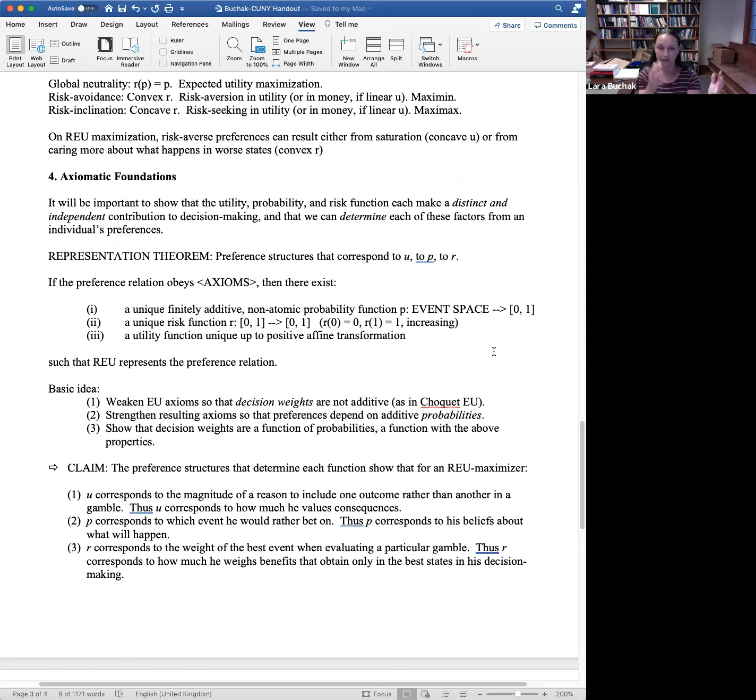So here the theorem basically says there's a set of axioms. If the preferences obey them, then there's a unique finitely additive non-atomic probability function from sets of states to values between 0 and 1, just like a standard probability function. There's a unique risk function that's a transformation of the unit interval. And there's a utility function unique up to positive affine transformation, same as in the standard theory, such that risk-weighted expected utility represents the preference relation. I'm not going to go through the axioms, although I'm happy to talk about them if you ask. But here's the basic idea.